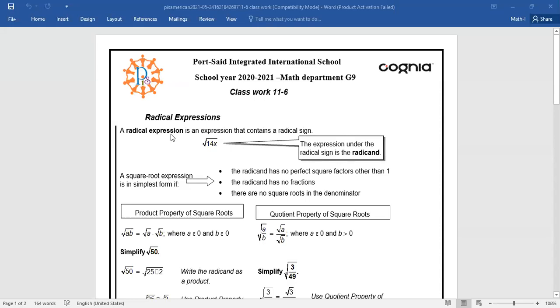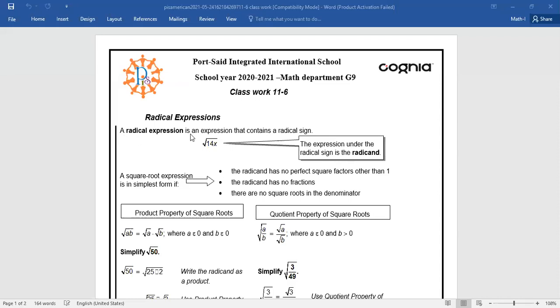A radical expression is an expression that contains a radical sign. You know what the radical sign is, grade 9? This sign is called the radical sign. Then if you have any number under the radical sign like this, we can call this one a radical expression.